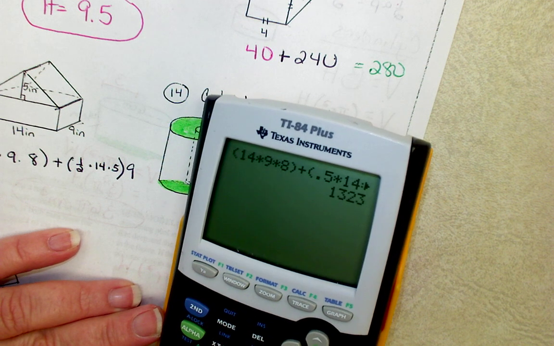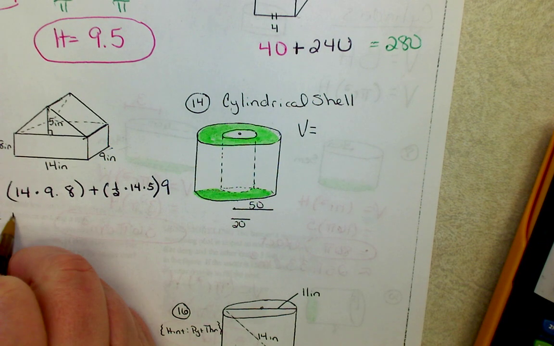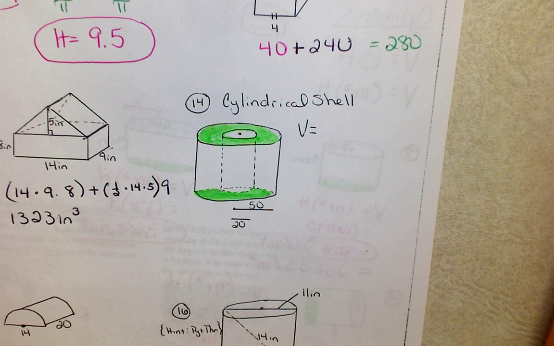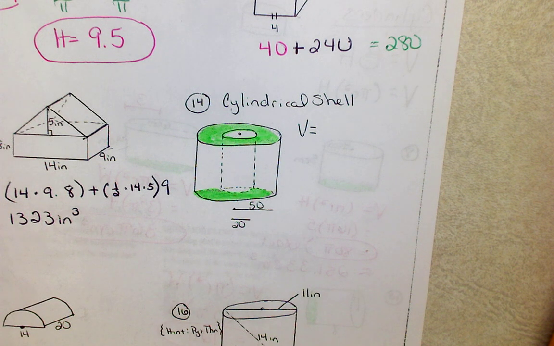And we get 1323. So here our total volume is 1,323 inches cubed. All right, 14, the toilet paper problem. It does look like a roll of toilet paper, but it's actually called a cylindrical shell.